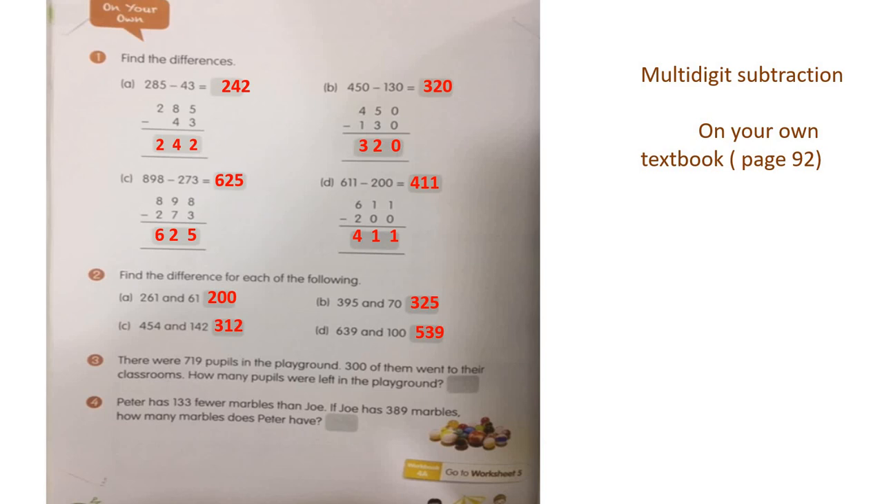There were 719 pupils in the playground. 300 of them went to their classrooms. How many pupils were left in the playground? So I have in all 719, but 300 just went away. Okay, so they went back to their classroom.